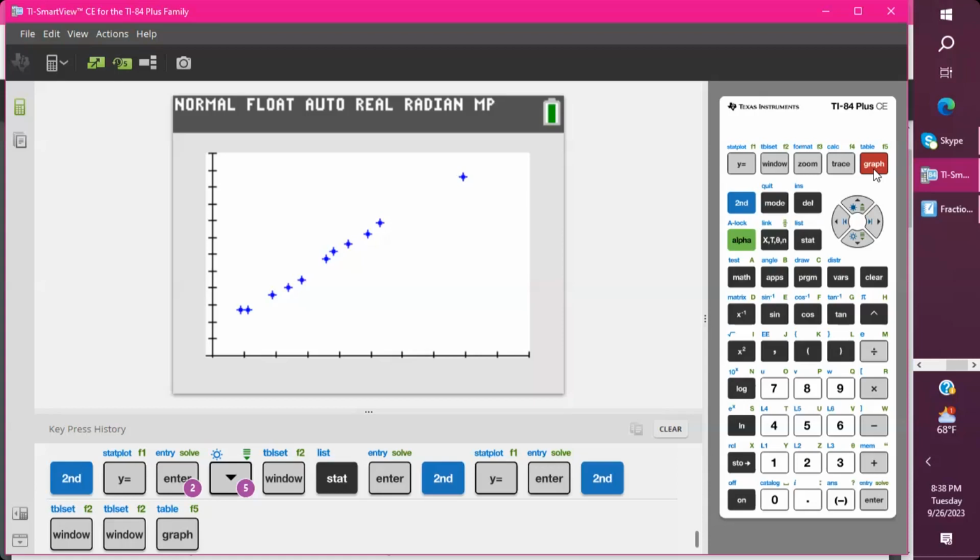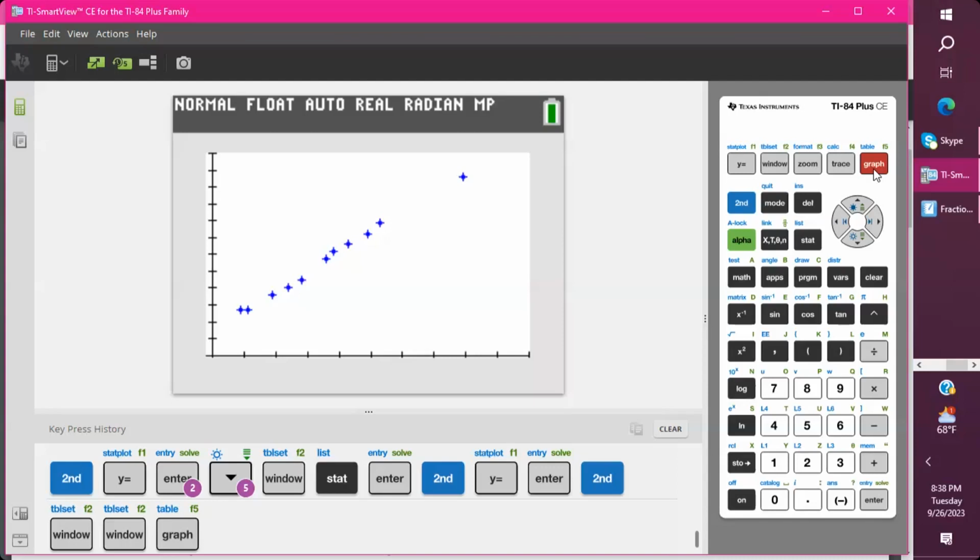Now, what Dawn did with her students, and I like that idea, was to go to the y equals and do what I sort of called guess and check. Put in the basic linear equation of y equals x, and did it fit? Well, it wasn't enough. So what happens if we did 2x? We could do that with guess and check in the y.